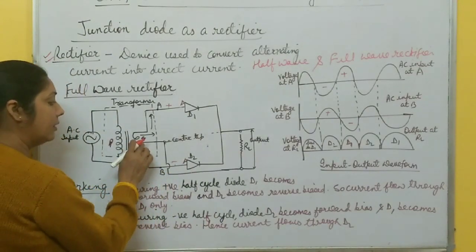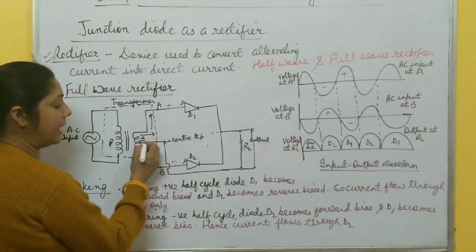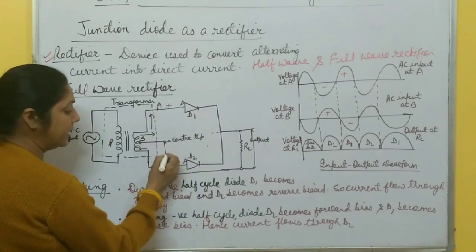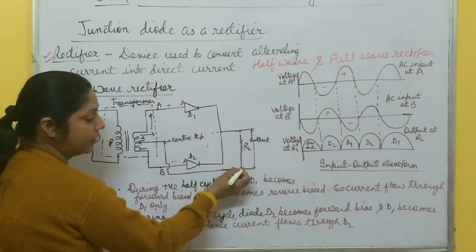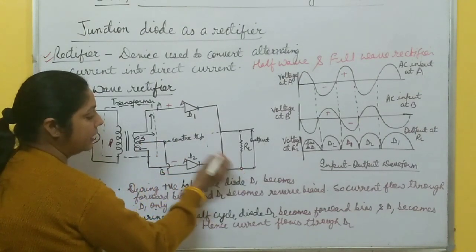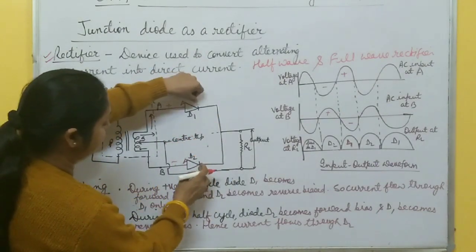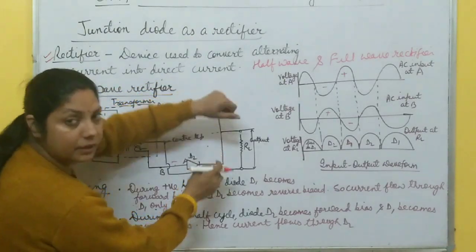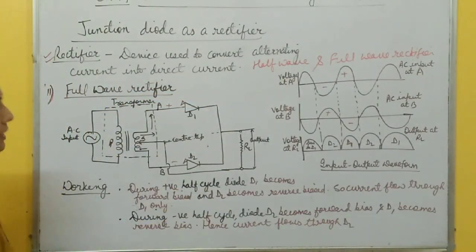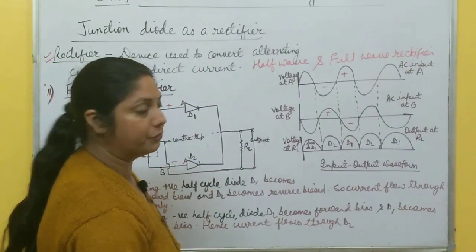Again, the secondary of this transformer is tapped at its center. One end is connected to the load resistance RL, and the other end of the load is connected to the negative ends of both the diodes. Now what happens? These are the input and output waveforms.